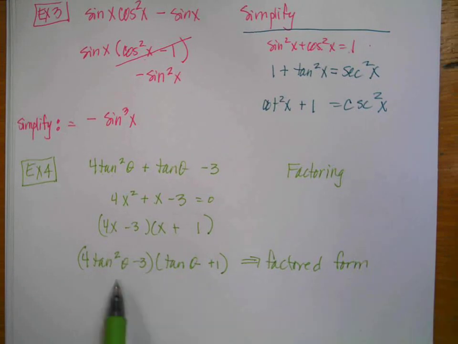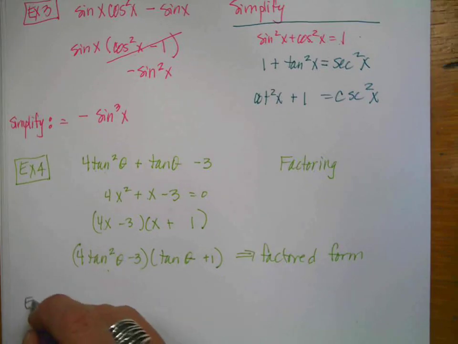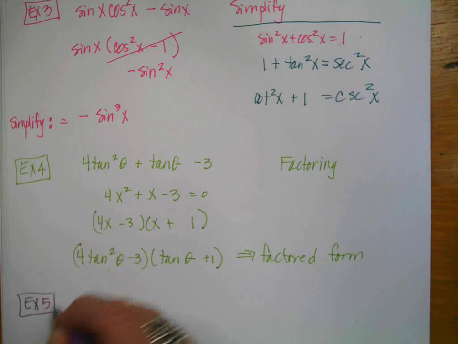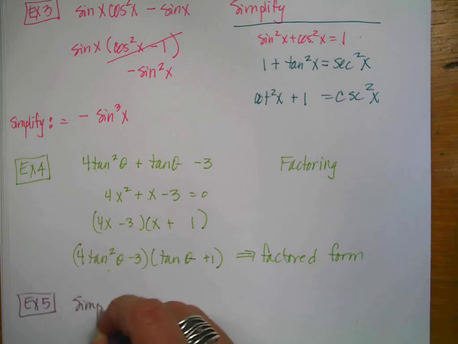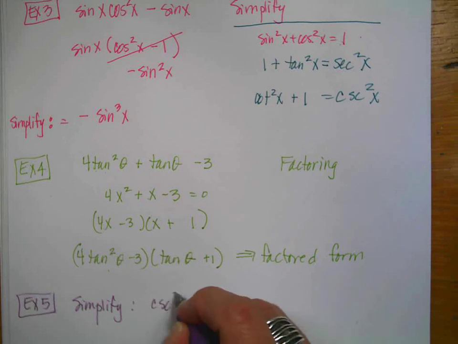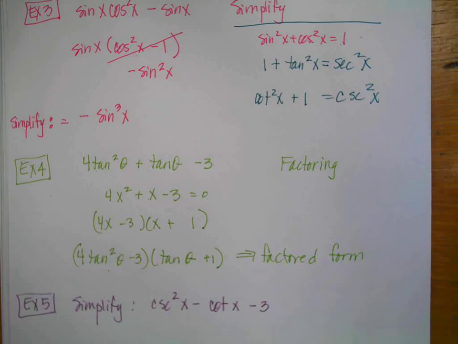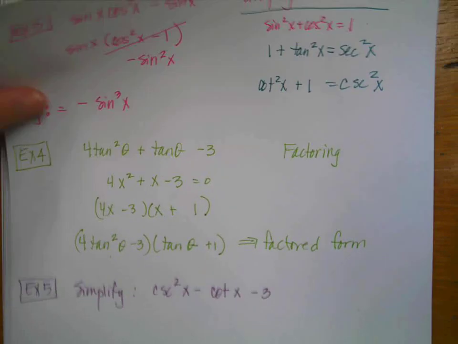I don't care if you do it with variables as long as you do the substitution when you're done, or if you just go straight to here. In the beginning, this seems a little bit weird, but the more of these types of problems that we do, the easier it will become. So the next example, example number 5, says simplify: cosecant squared x minus the cotangent of x minus 3.